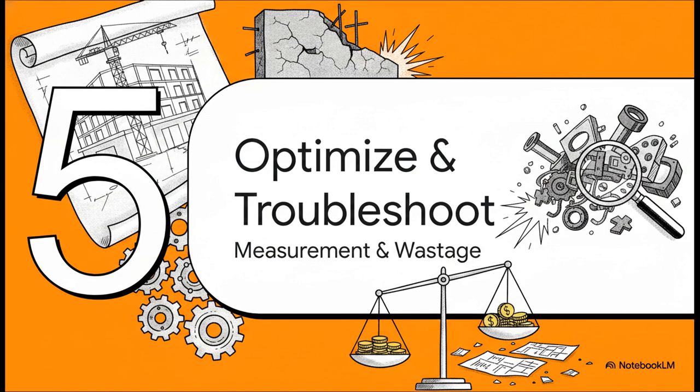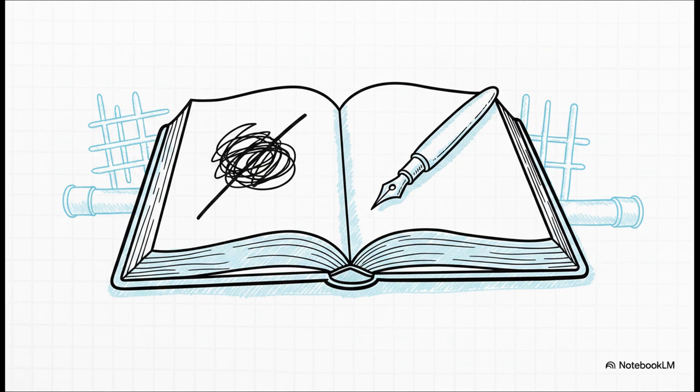Section 5. Troubleshooting and optimization, because reality always throws a curveball. Let's talk about the measurement book, affectionately known as the MB. This little book is the holy grail of financial transparency on your site. Listen closely. If it is not legally recorded in ink in this book, the work simply does not exist.